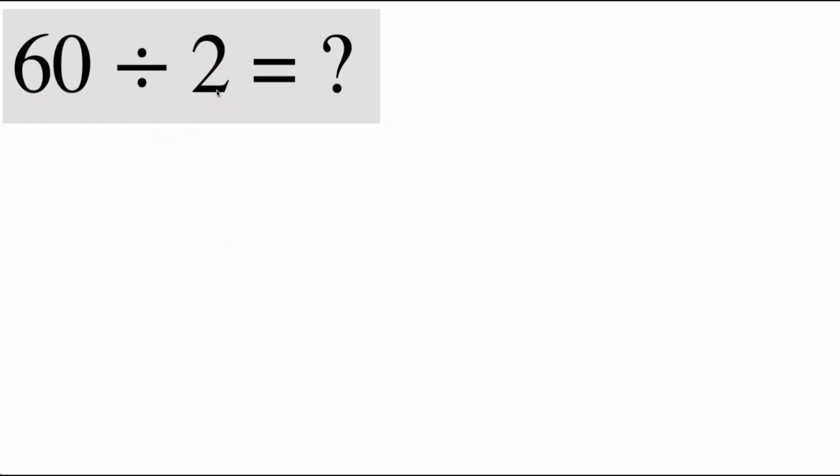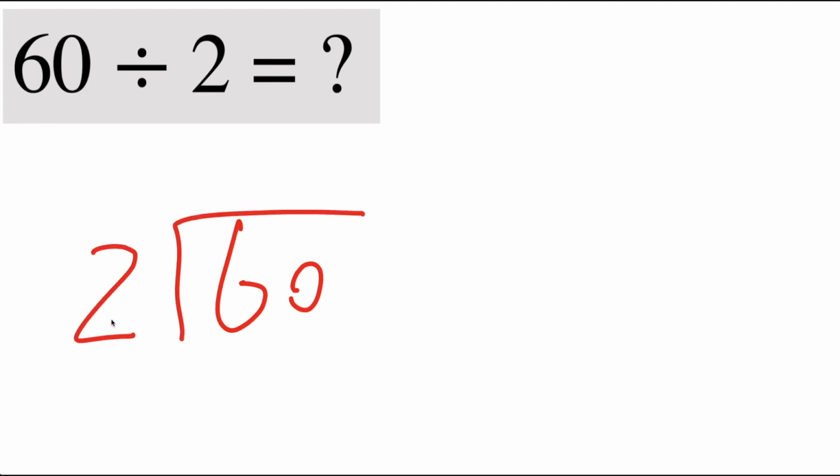60 divided by 2. So again, the first thing goes inside, divided by 2, that goes on the outside. And we think to ourselves, 2 times what gives you 6? We know 2 times 3 is 6. Second, 2 times what gives you 0? 2 times 0 is 0. And so, as another kind of example, let's say you have $60, you have 2 friends, each friend would get $30. So we're splitting it up in half.